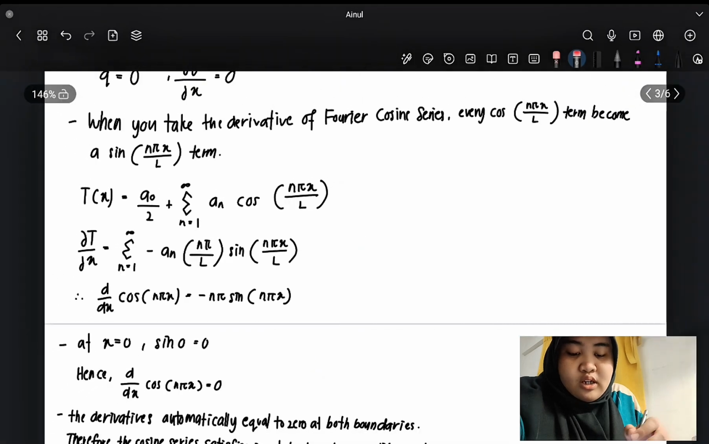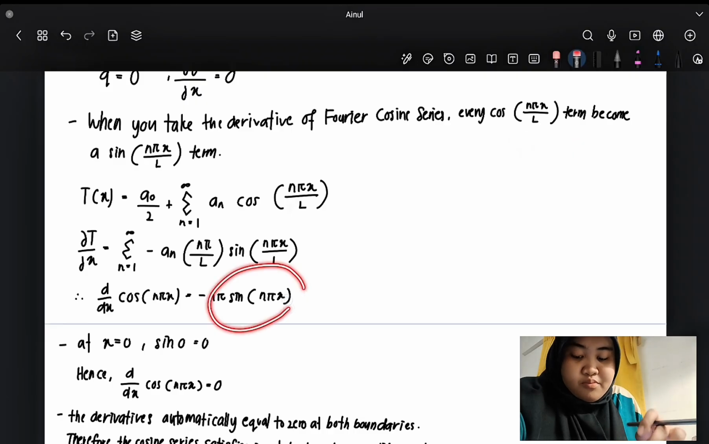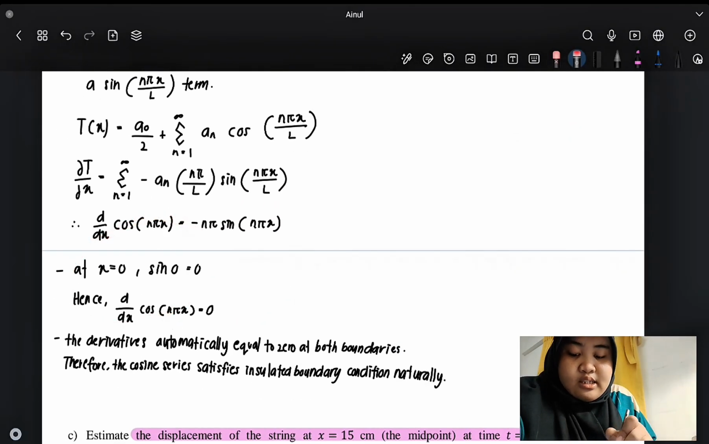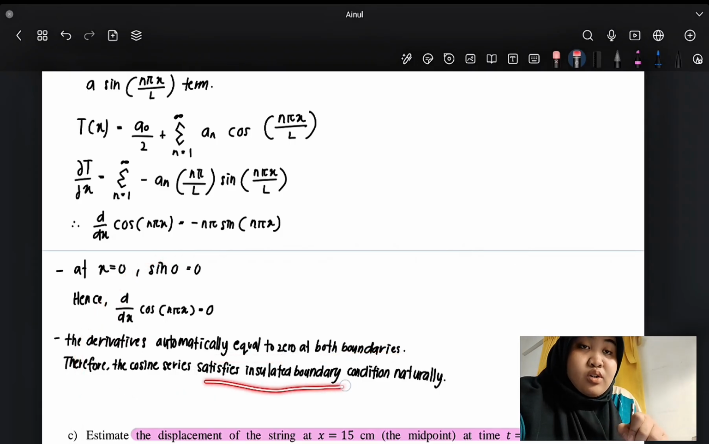After we differentiate the original Fourier cosine series, we get this equation, in which the cosine term becomes a sine term. So at x equals 0, the sine will also equal 0. Hence, the derivative is automatically equal to 0 at both boundaries. Therefore, the cosine series satisfies the insulated boundary condition naturally.